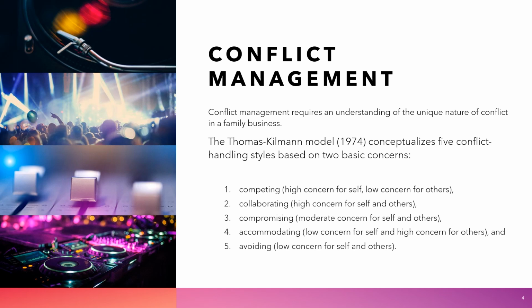The model that I'm looking at from here on is the Thomas and Kilmann model, which is 1974. It is basically based on two concerns, a concern for self and a concern for others. And there are 5 conflict management styles: competing, collaborating, compromising, avoiding, and accommodating. You'll see here on the slide that in each of the 5 conflict handling styles, there are different levels of concern for self and concern for others.